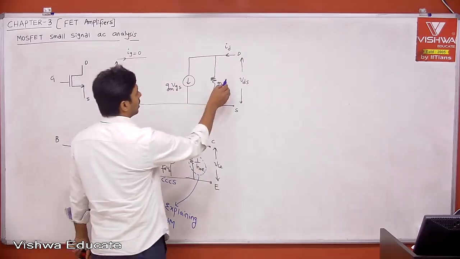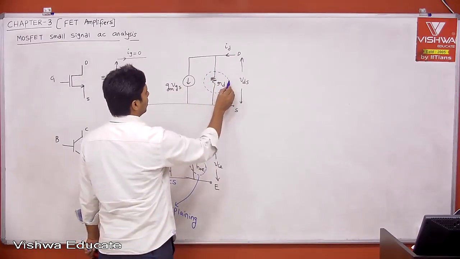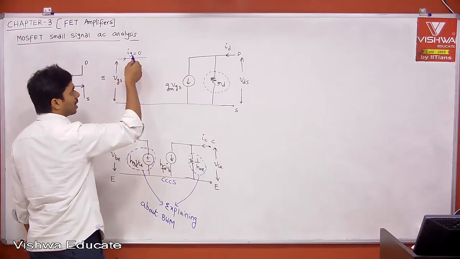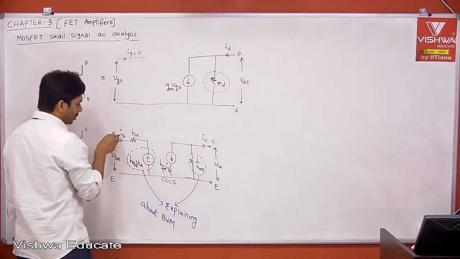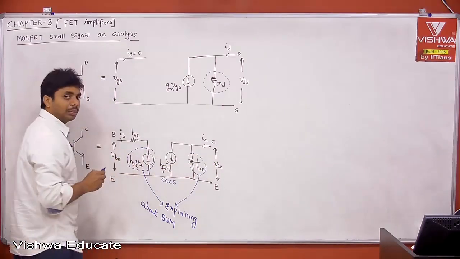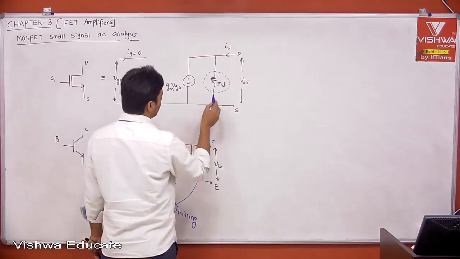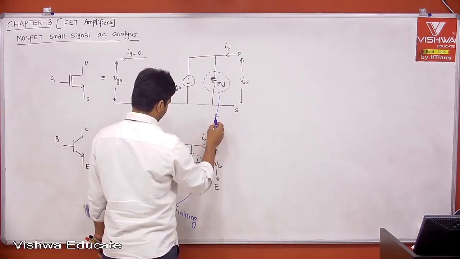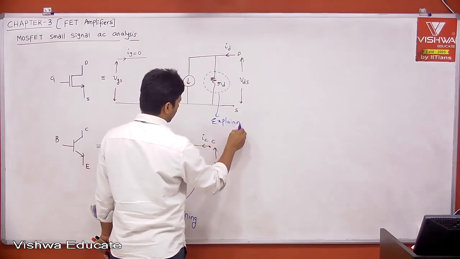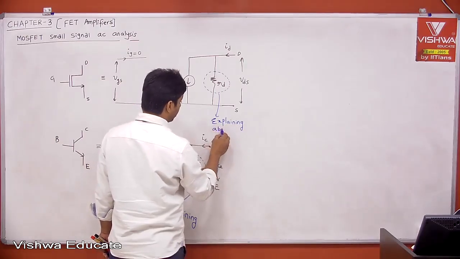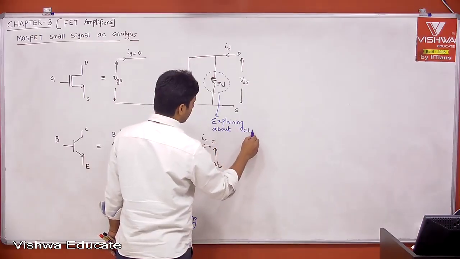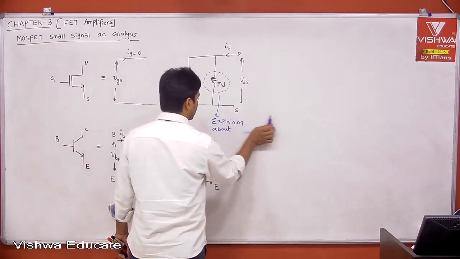Similarly, this explains there is no reverse transmission, meaning your output voltage is not impacting your input current. First of all, input current is 0, therefore your input current is not impacted by VDS, but here your input current is impacted by your VCE due to base width modulation. Therefore, the HRE component has come at the input. But only here the RD is explaining about channel length modulation.